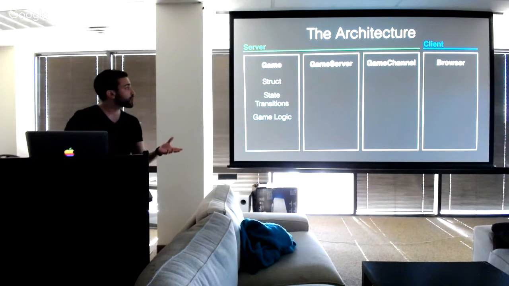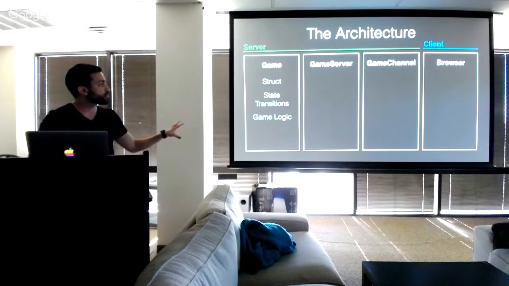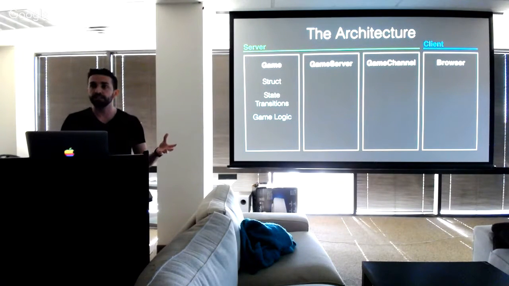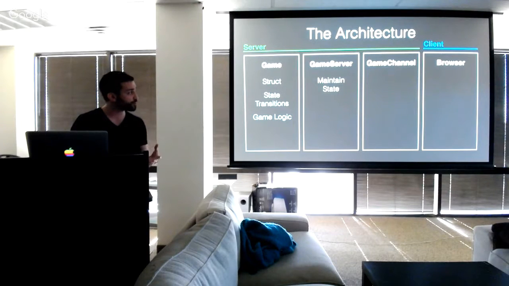and what is their current vector, or their current direction they are traveling in. But it's important to note that the game module doesn't actually store the state. It merely defines how the state should be represented and how the state transitions should occur. The game server is actually what will maintain the state.